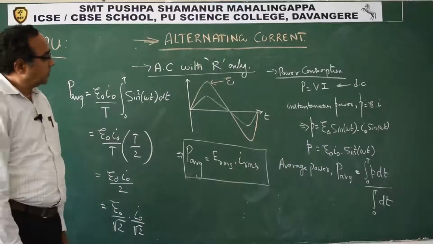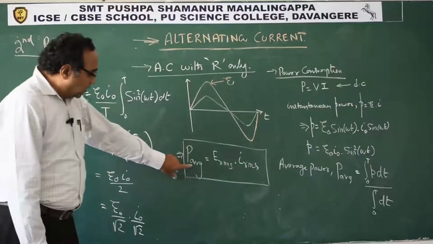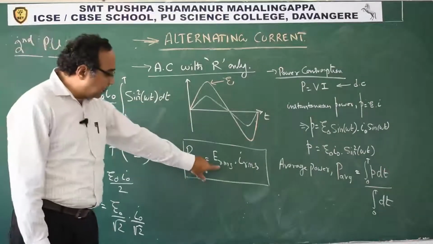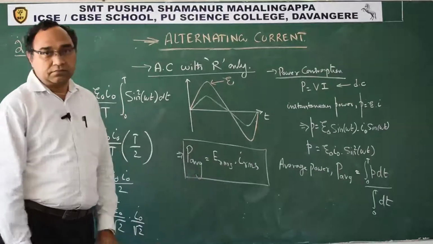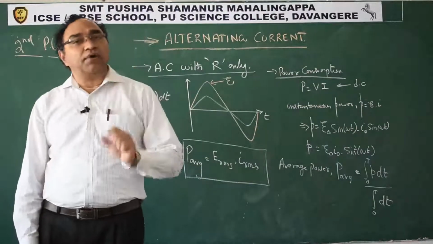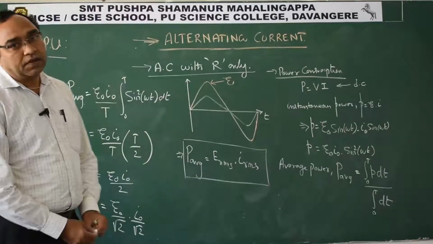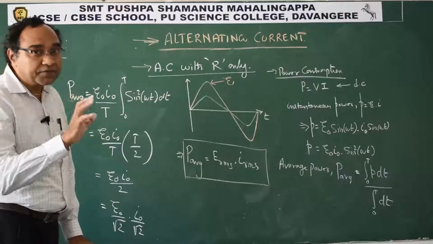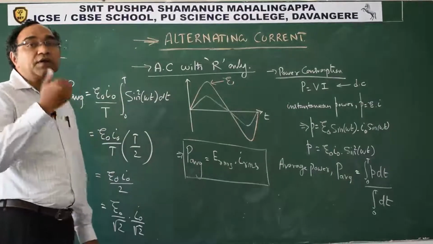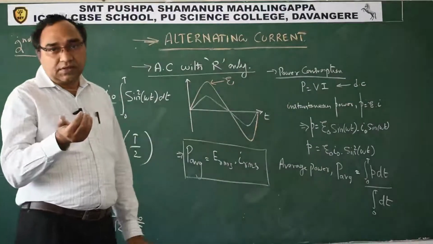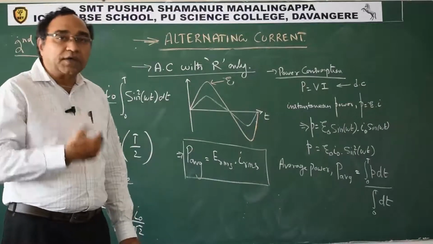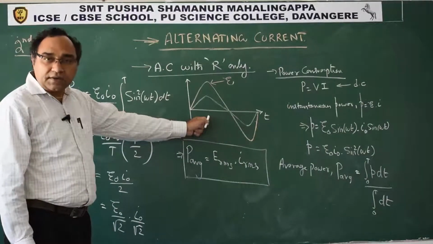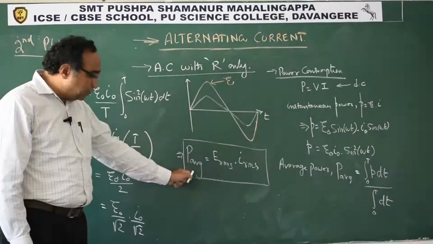Now, very important. It means that the resistor is consuming power. How much power is it consuming? ERMS, IRMS. What is the role of R in a DC circuit? In a DC circuit, R blocks the current. That is why the name resistance is given. It is offering resistance to the motion of the charge, so resistance means blocking. Here, is it blocking the current? See, it is consuming power.